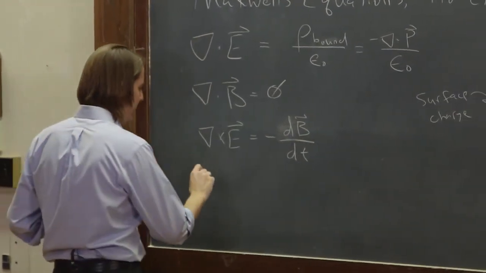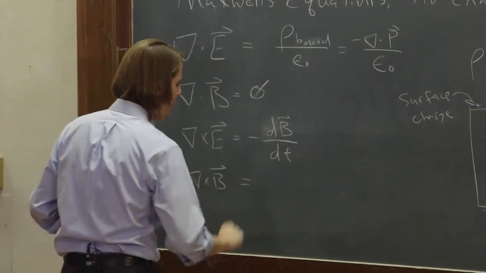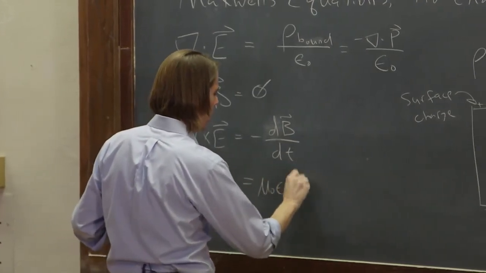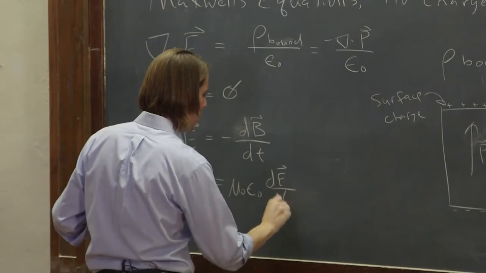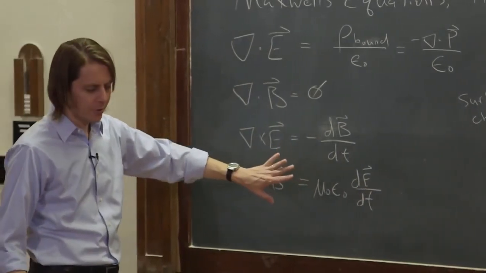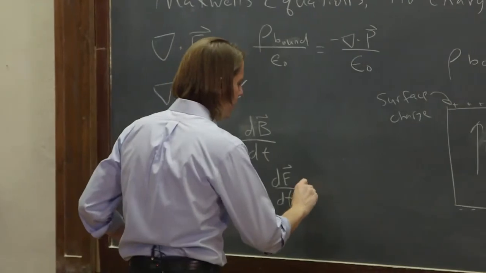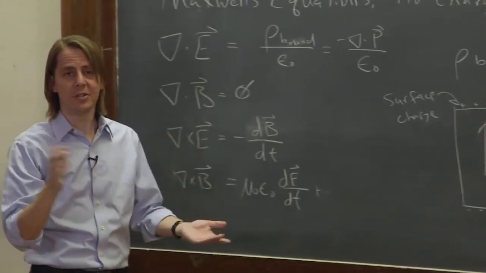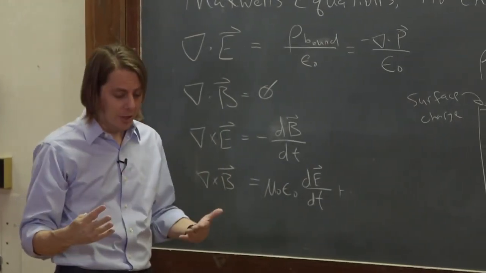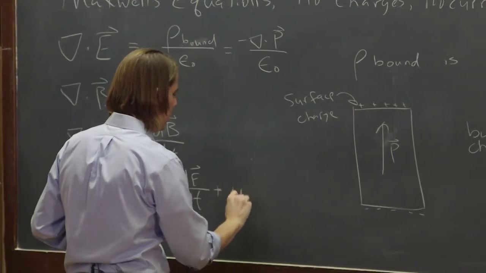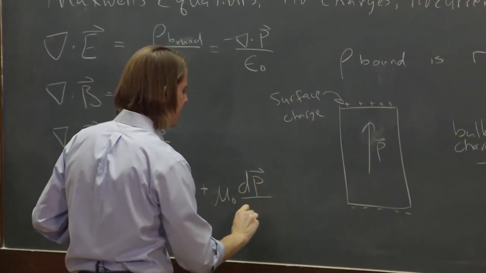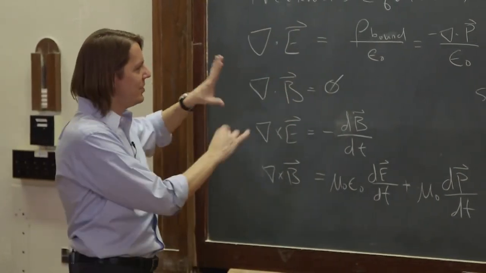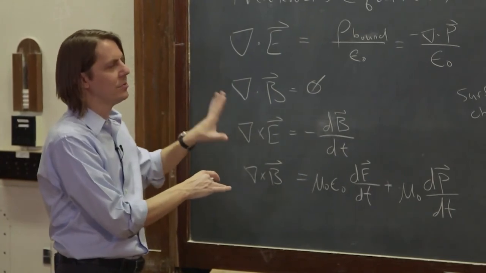And Ampere-Maxwell, del cross B, we were saying that's mu naught epsilon naught dE dt. This was Maxwell's displacement current that he added. But now you can have a current. We said no currents, but if your bound charge is going to change in time, that's kind of like a bound current. So that would be mu naught dP dt, the change in the polarization. So we're not deriving and completely justifying these, but this gives you the idea of what happens to Maxwell's equations in a dielectric material.